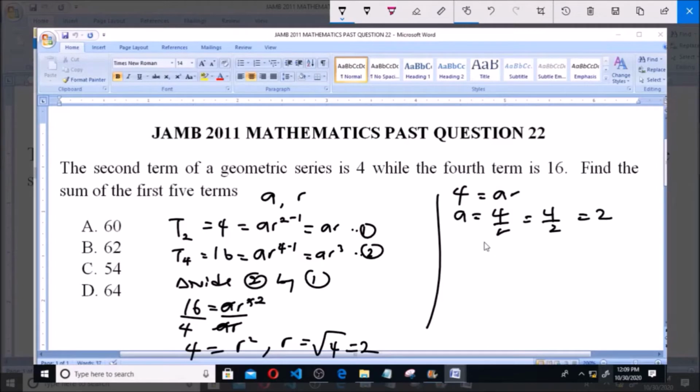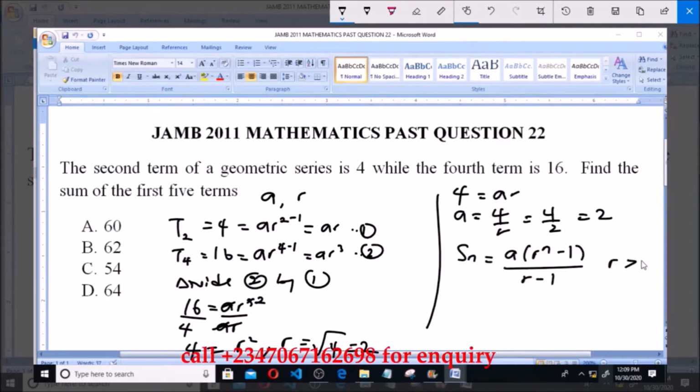Now, the sum of the first 5 terms. Sn. To find the sum of terms of a geometric progression, we have to know if our R, common ratio, is greater than 1 or less than 1. Now, because our R is 2, meaning it's greater than 1, since R is greater than 1, we simply use the formula A into R raised to the power of n minus 1 all over R minus 1. This is because R is greater than 1.